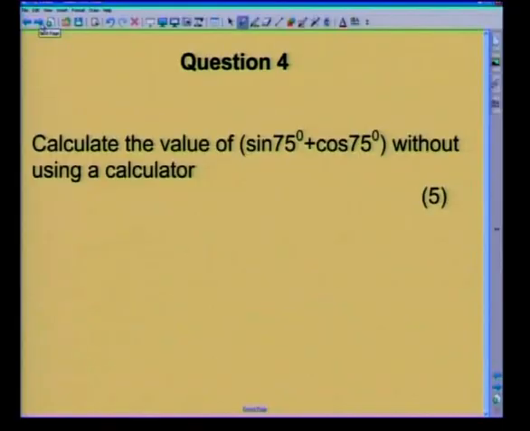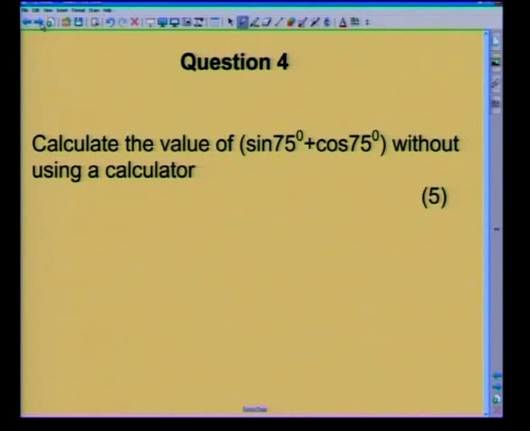And you can actually get some understanding as to how you can get these things. If you ever forget them, you can just expand and work them out. But I'm sure by now they are so well ingrained in your minds, you will not forget them. Let's move to the next question. Right, this one says calculate the value of sine 75 degrees plus cos 75 degrees without using a calculator.